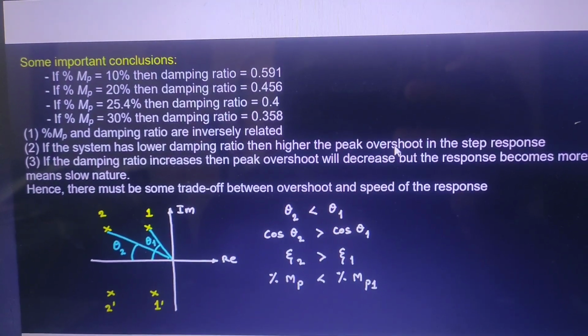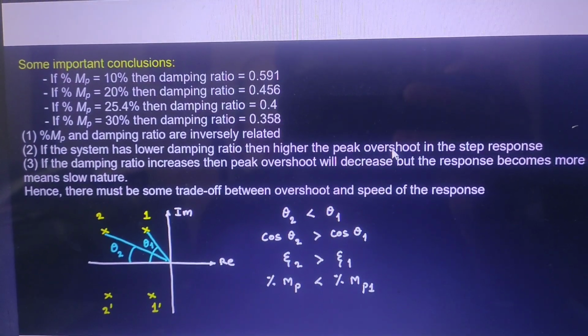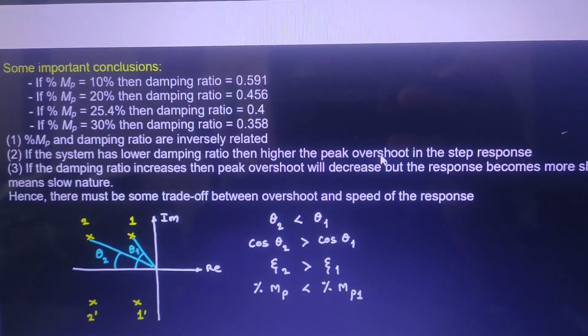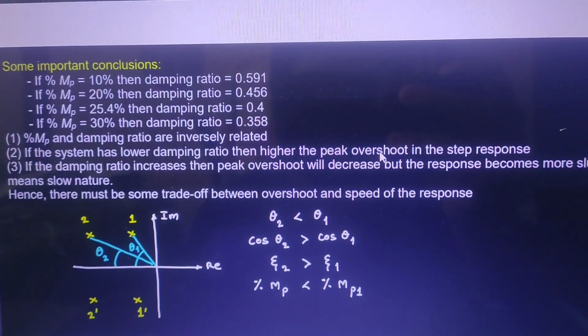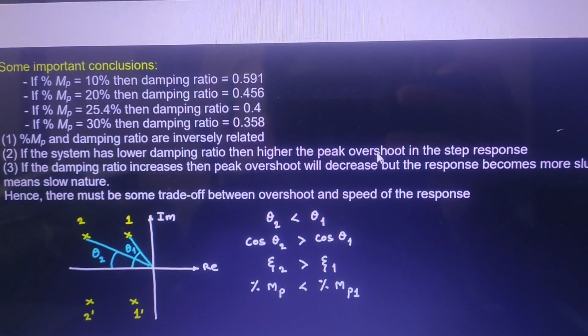Percentage of peak overshoot and damping ratio are inversely proportional. If a system has a lower damping ratio, then it has a high peak overshoot.